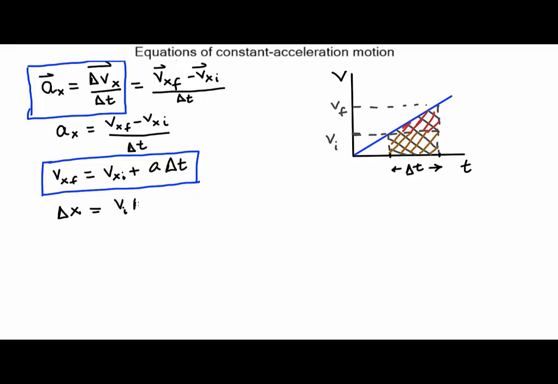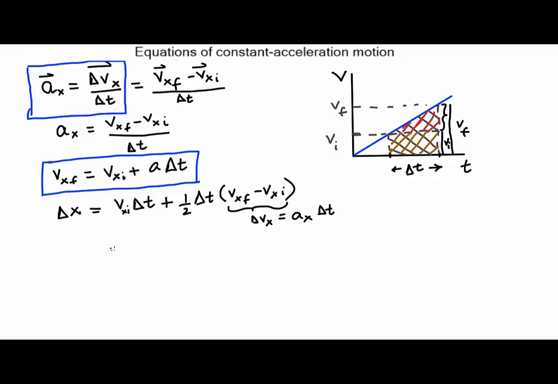So I got vi times delta t is the area of the rectangle, and the area of the triangle is going to be 1/2 times the base, which again is delta t, times the height. You can see from the graph that the full height is vf, and the short height is vi. So the height that I'm interested in for the triangle is simply vxf minus vxi. Let's be consistent with our other equations and work with the right subscripts, so I'm going to fix that here as well. Now this vxf minus vxi is simply delta vx, and delta vx from this first equation is simply ax times delta t.